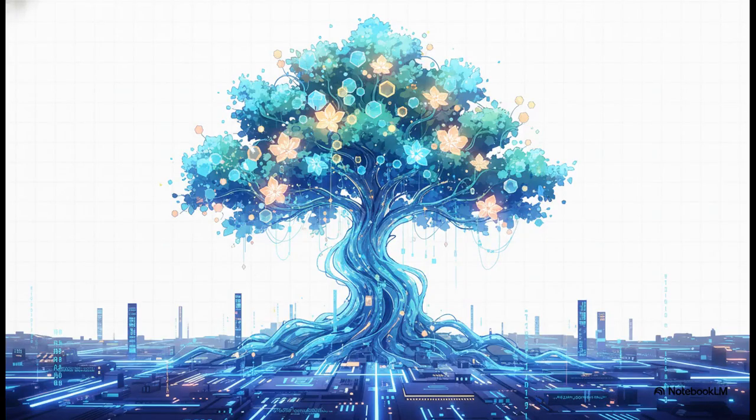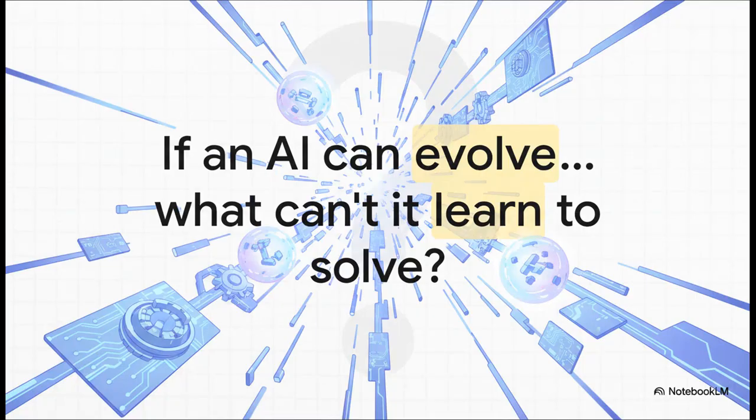So if there's one key takeaway, it's this. What we're looking at is an AI that isn't just programmed, it's grown. It literally gets smarter with every single interaction, and there's no human coder required in the loop to make it happen. And that leaves us with one final, pretty fascinating question to think about. If an AI can truly evolve, if it can identify its own weaknesses and then literally build its own tools to overcome them, what problems are there that it can't eventually learn to solve?